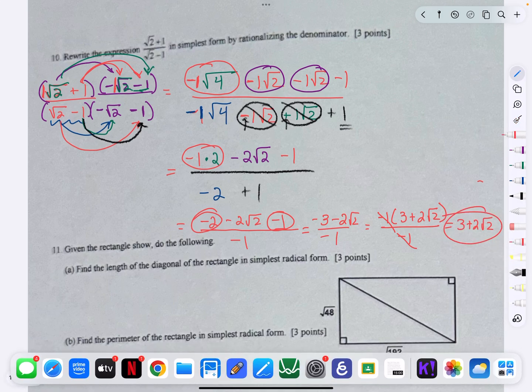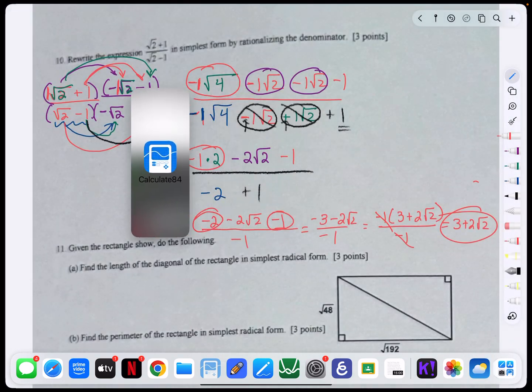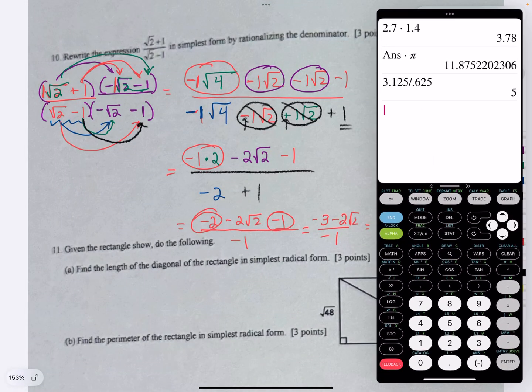If you ever wanted to check an answer to see if you were correct or incorrect, you could throw the original problem into a calculator. It looked like this. You'd have to use parentheses, and you could go second square root of 2 plus 1. So there's my numerator divided by parentheses, the square root of 2 minus 1. And you'll see what decimal value, oops, gotta be a little bit careful here. I gotta make sure that minus 1 is outside of the radical. So I have to arrow to the right there, and then go minus 1 in parentheses.